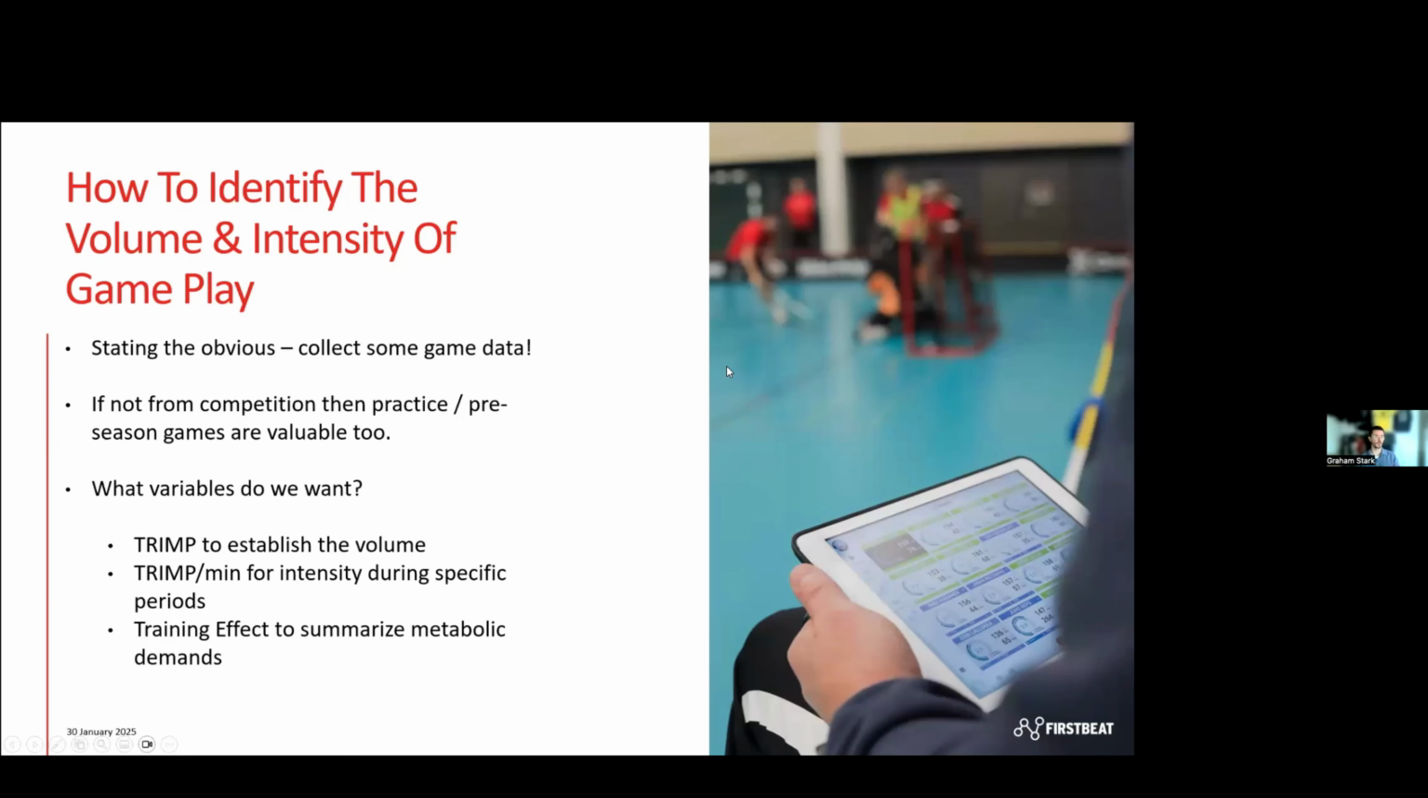I don't go into that too much in this particular presentation because the next one that we have is focusing on training effect a bit more. But that takes all of the data that the system is collecting and summarizes how hard any given game or training session was, and gives you a good summary of the metabolic demands from that particular game or session.